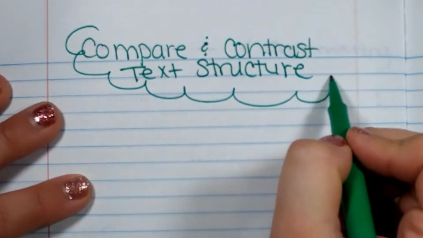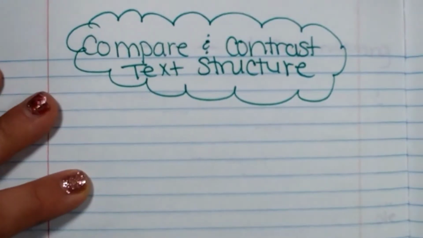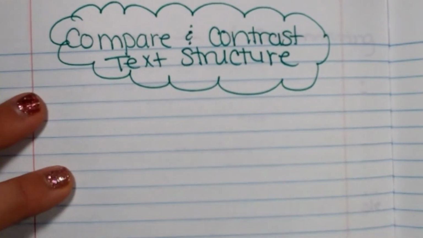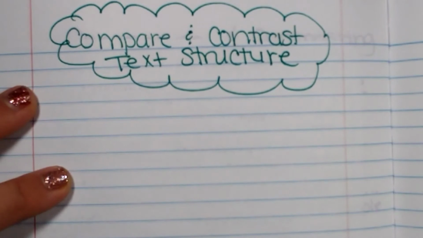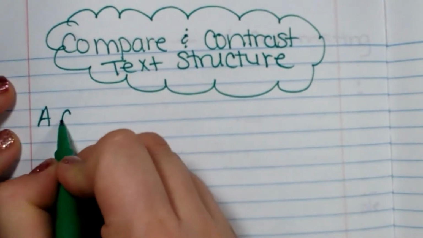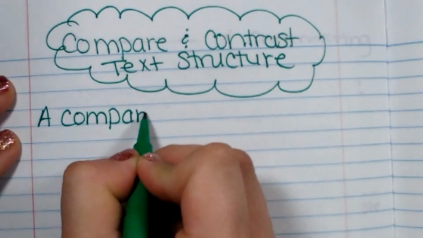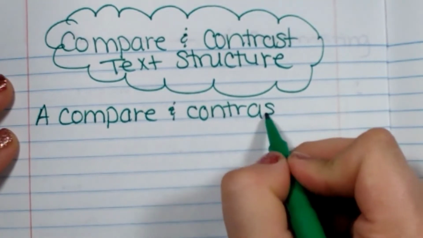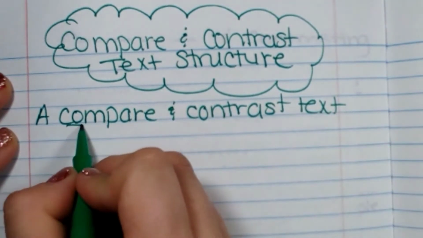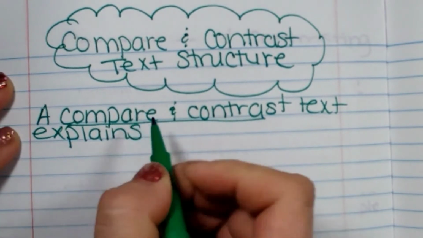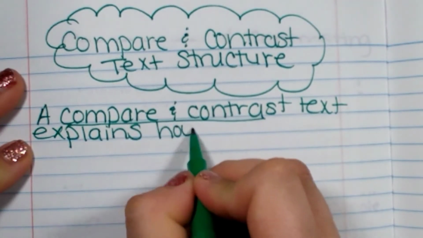Now, someone can actually write in a compare and contrast text structure, which means the entire text is about how two or more things are similar and different, just like what we read yesterday on the two cities. So a compare and contrast text explains how two or more things are alike and different.